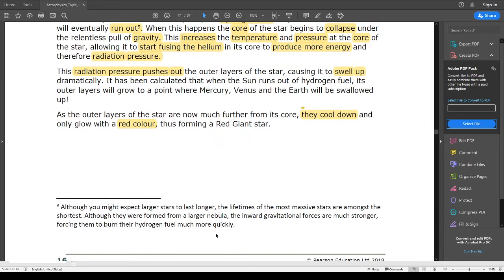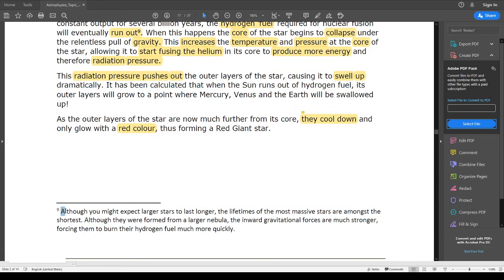Although you might expect larger stars to last longer, the lifetimes of the most massive stars are among the shortest. Let me highlight this. This is also important. This may seem counterintuitive. You may expect that, okay, the sun is a small star, it will last about 5 billion years, so maybe a huge, massive star will last longer. But actually, it is the opposite.